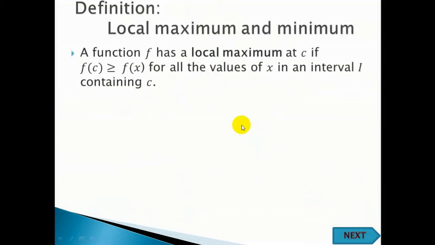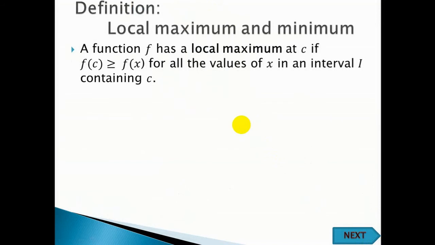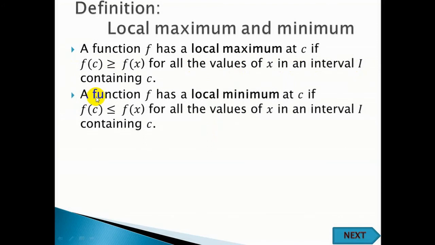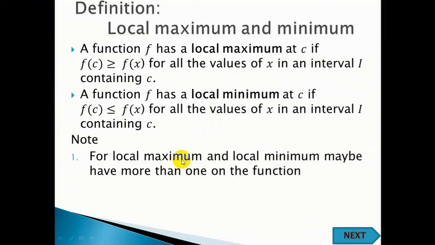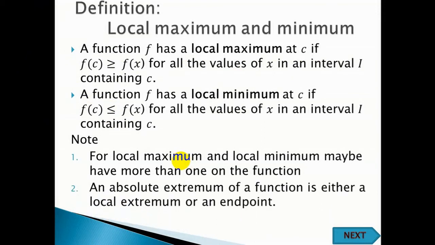So, the definition. A function f has a local maximum at c if f(c) ≥ f(x) for all values of x in an interval E containing c. It's similar for the minimum, but for minimum we use less than or equal. A function may have more than one local maximum and local minimum, but an absolute extremum of a function is either a local extremum or an endpoint. So the absolute extremum is just the only one, either a local extremum or an endpoint.